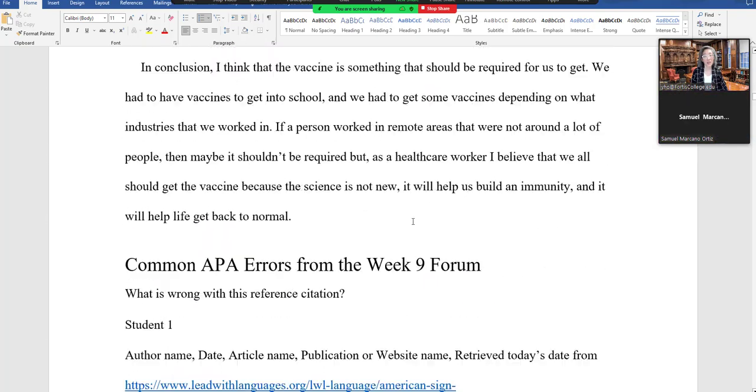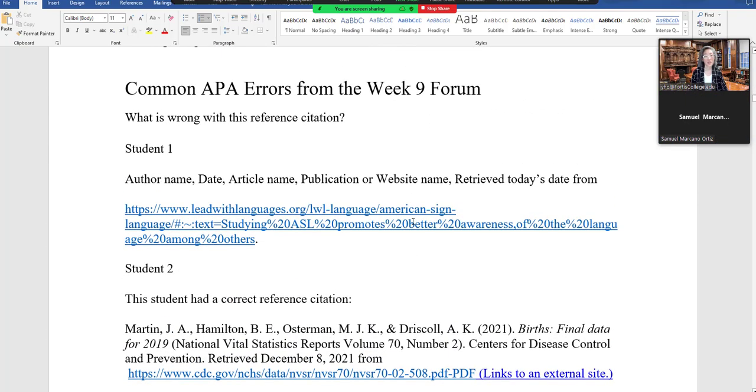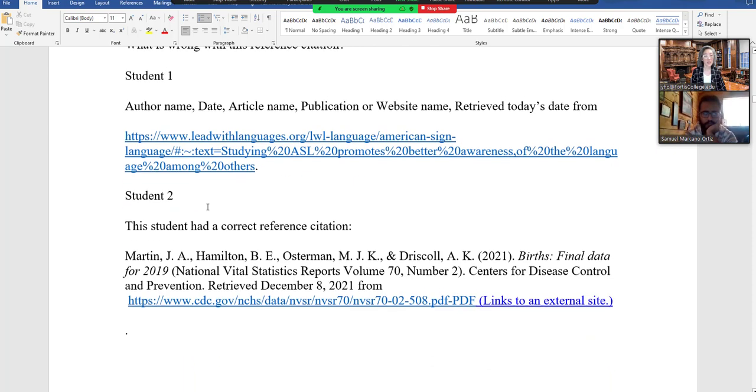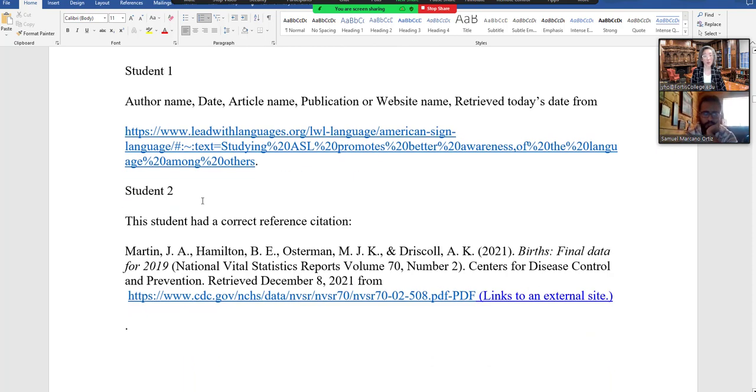And I think here, the common APA errors from the week 9 forum was that some students just gave me a web address. So when we do a reference citation, we don't just put in the web address. We need to have the author's name.